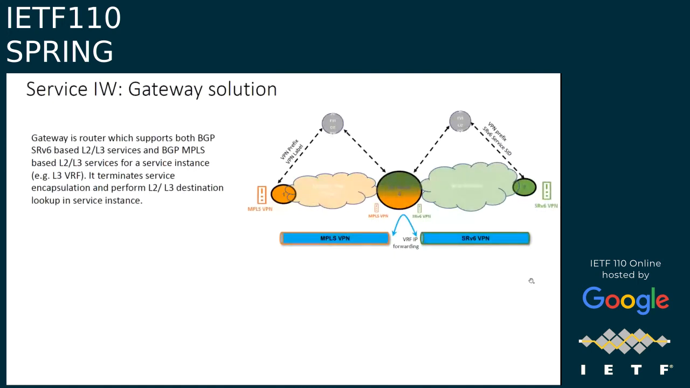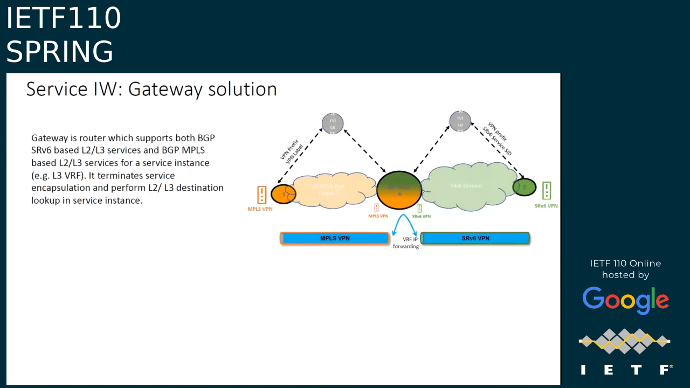So till now we were talking about transport interworking. There is a use case of interworking in which we have to make a control plane which is running SRv6 VPN and the MPLS VPN. For that, we propose there's already a gateway solution. A gateway is a box which supports both the SRv6 VPN as well as MPLS VPN.